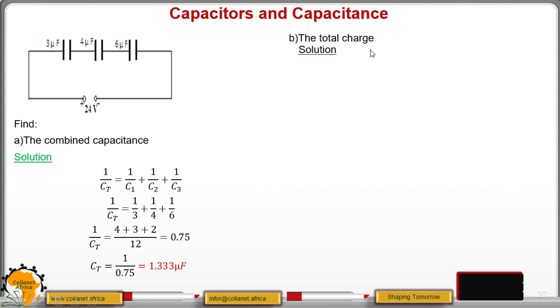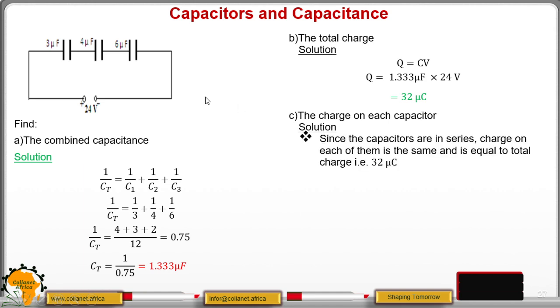Then number 2, you're supposed to get the total charge. We know that Q is equal to CV. So we just substitute the values. 1.33 microfarads times 24, you get that the amount of charge is 32 microcoulombs. Then we're supposed to get the charge on each capacitor. Now, the capacitors are in series, and in series, we've seen that the charge on each is the same and is equal to the total amount of charge. So the total amount of charge we've calculated as 32 microcoulombs. Therefore, the charge in each of them is equivalent to 32 microcoulombs.